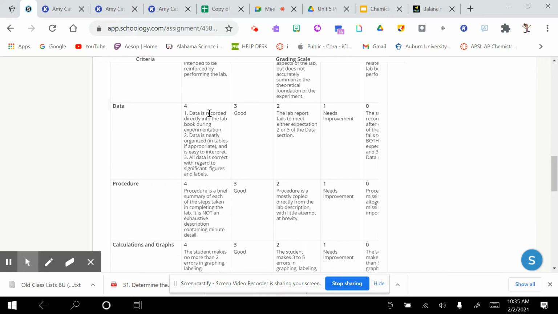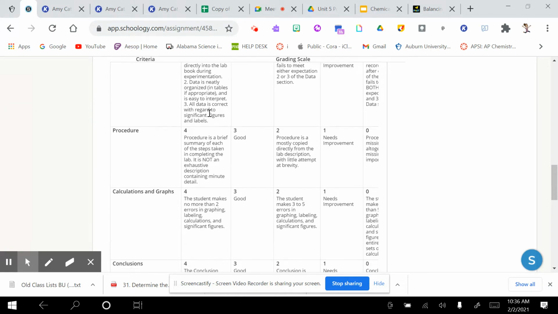The data is what's in this Google Sheets. You can take your data table and literally copy it into your document, or you can attach a link to your Google Sheets. I don't care how you do it, as long as I am able to see your data table. That should be easy points, unless you don't finish your data table.